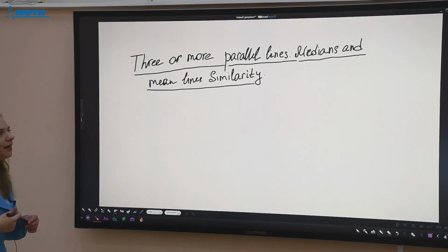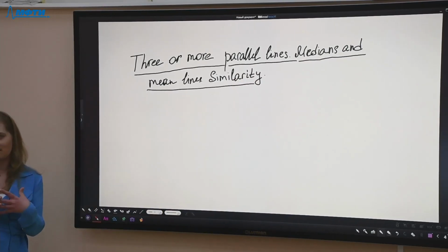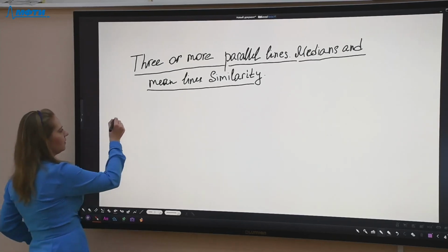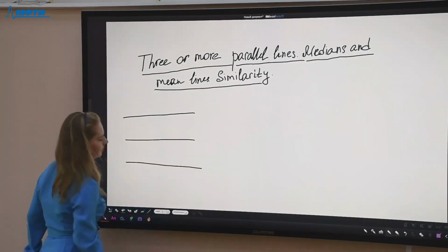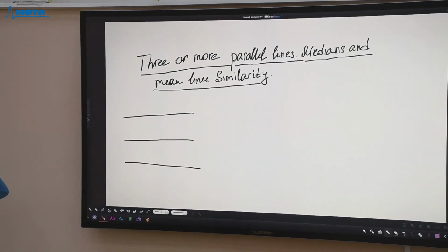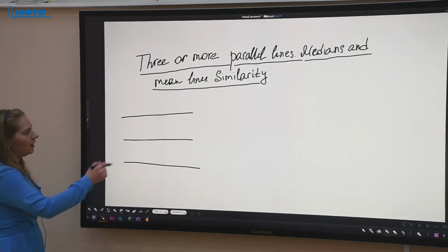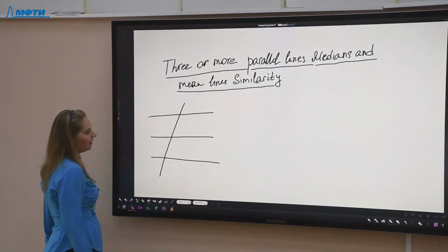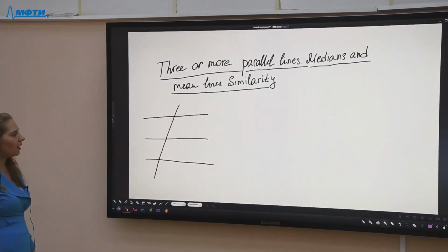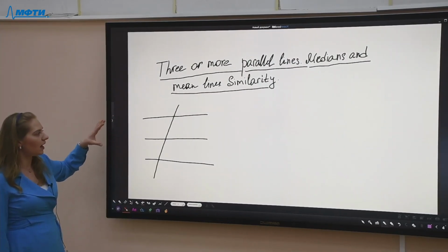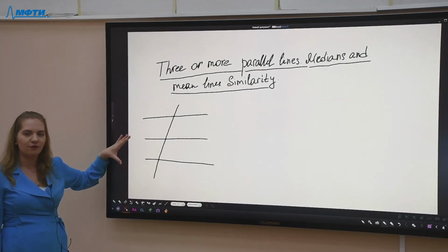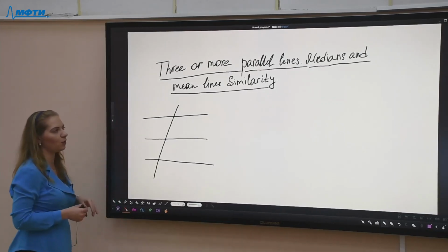Previous week we considered a case when we have two parallel lines. But what if we have three or more? So this line is parallel to this line and is parallel to this line. So, for example, we have three parallel lines. Let's consider a transversal. And as you can see, three parallel lines cut off two segments on this transversal, this one and this one.